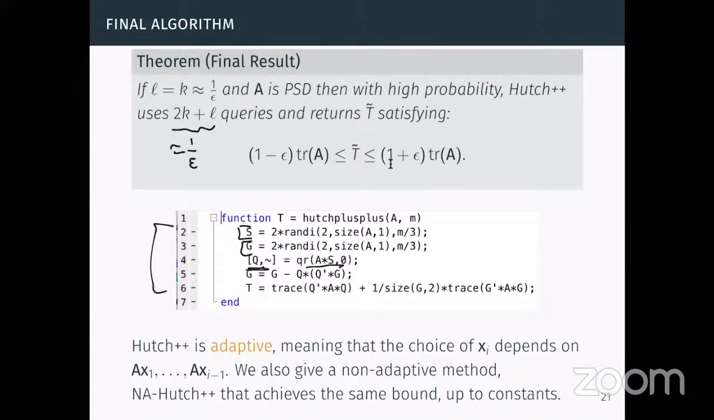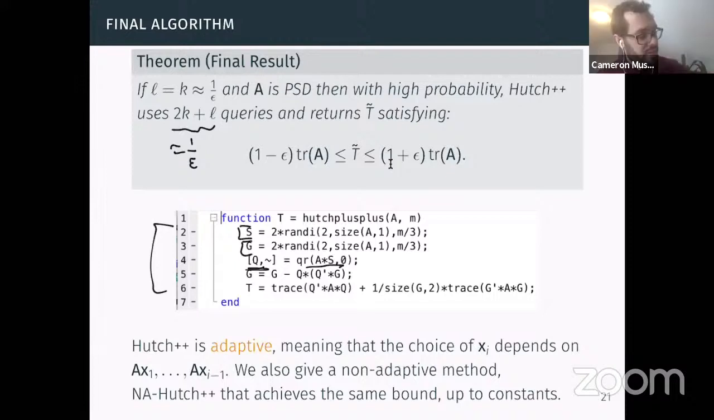I will mention something, which is basically the reason m is here: I'm passing in the number of queries that I want to use. And then the reason I make these matrices of m over 3 queries is that it means in the end I'll actually use m matrix-vector multiplication queries exactly. I could have distributed those queries in different ways. So if I thought my spectrum was decaying fast, I might have wanted to use more queries for the part that deflates the spectrum. If I thought my spectrum was decaying slowly, I might have wanted to use more queries for the part that does Hutchinson's.